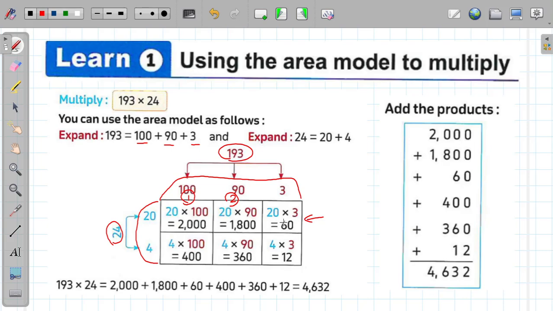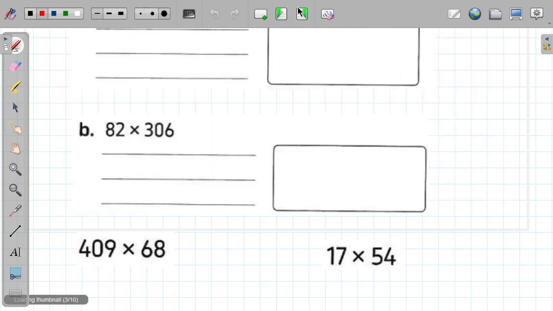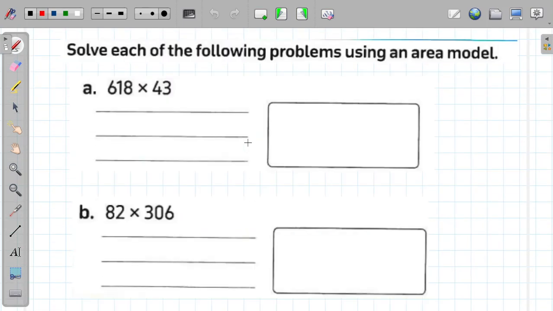And I will add all of these numbers: 2000, 1800, 60, and 400, 360, and 12. I will add them together, so I will get the final result of the multiplication. So the final result will be 4632. Okay, so the final result of the multiplication will be 4632.